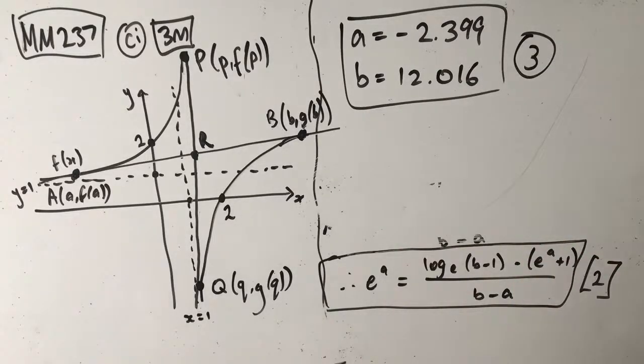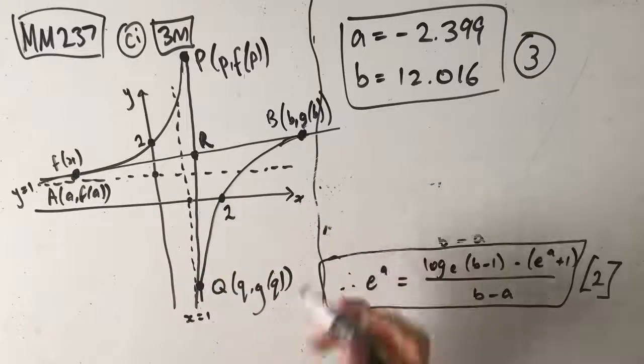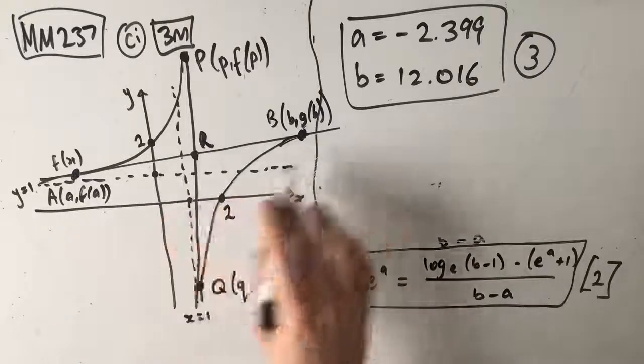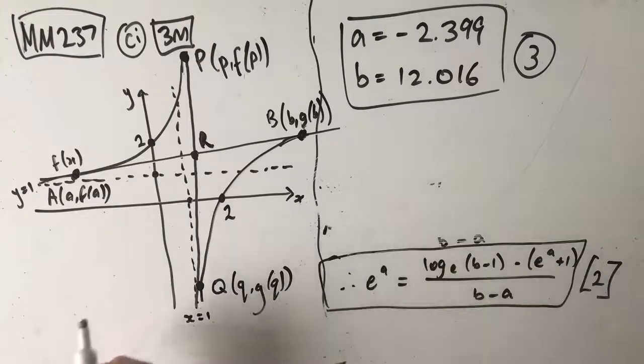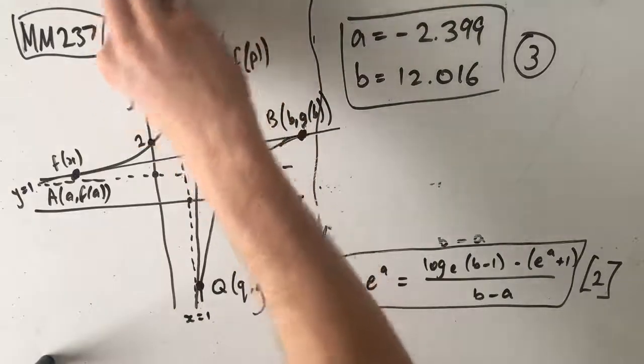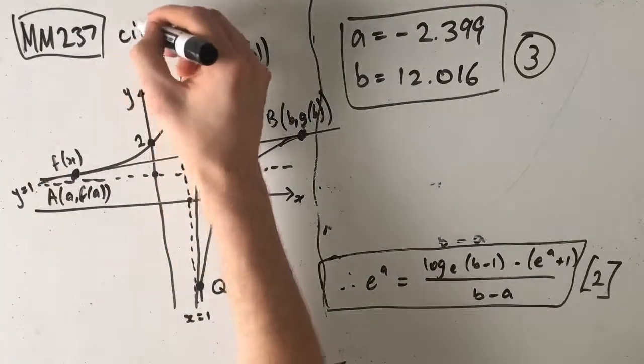So that's it for part C I. I know it's crazy, but just give it a go. And always remember that if you're trying to find two different variables, you're going to need two simultaneous equations. The only way to do that is to find the gradient between those 2 points, as well as at those points separately. So that's part C I. Let's move on to part C II. Part C II is a 2-mark question.